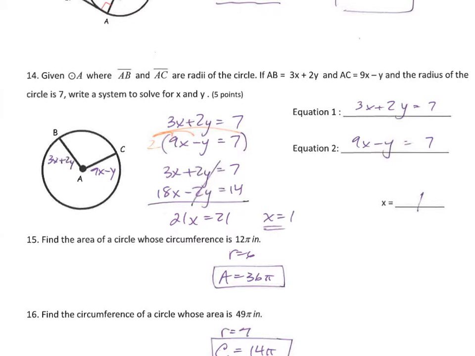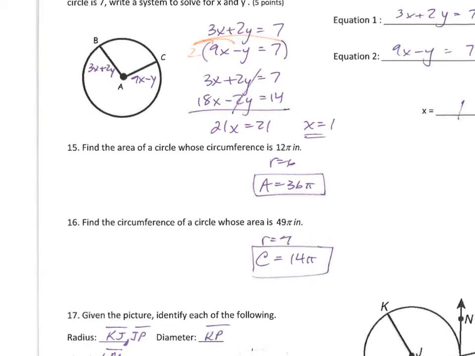This becomes 18x minus 2y equals 14, and you add straight down. That cancels these. 3x plus 18x is 21x, 7 plus 14 is 21. X is 1. So that's all I had to find was x. If you had to find y, you could plug it in to find y. It shouldn't be too hard to do, you would plug it into either one. Y is going to be a decimal, but you just find x in that case.